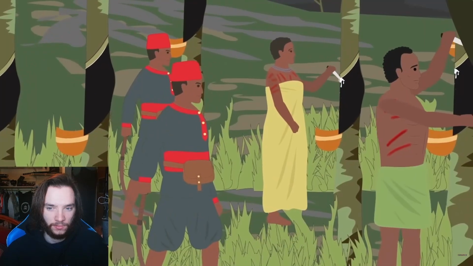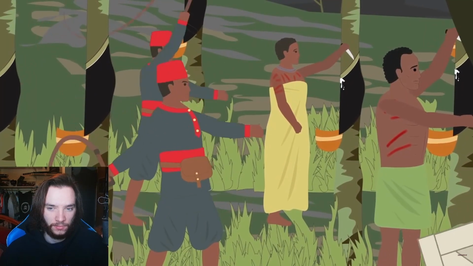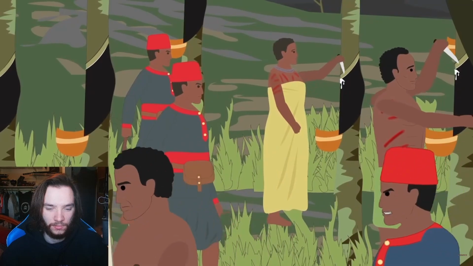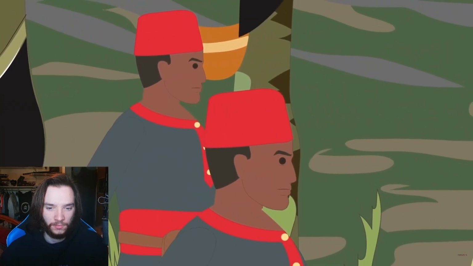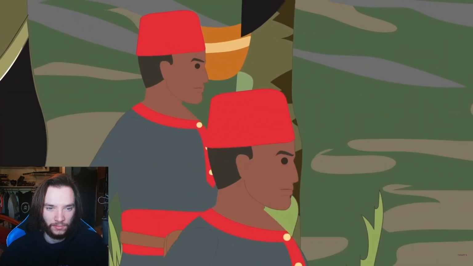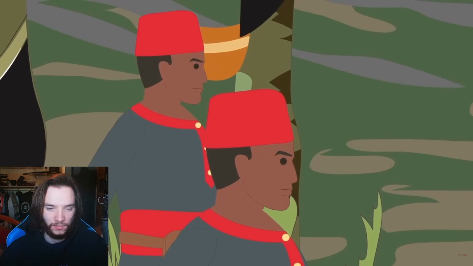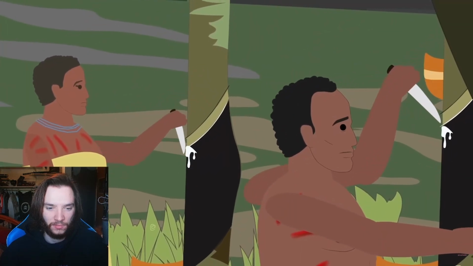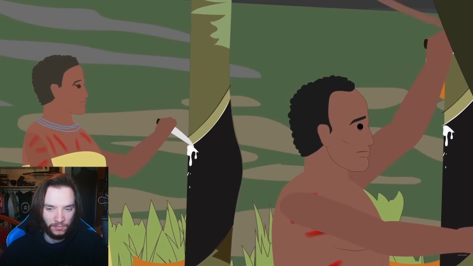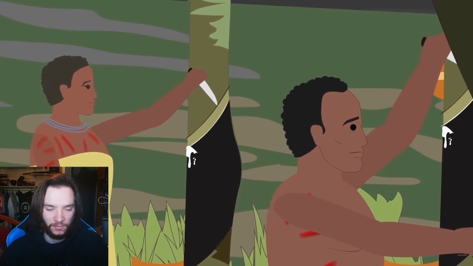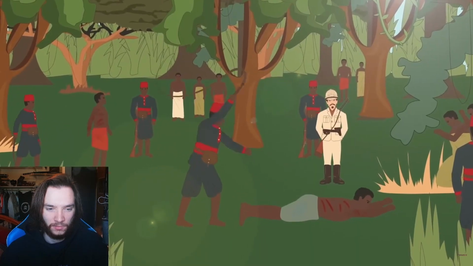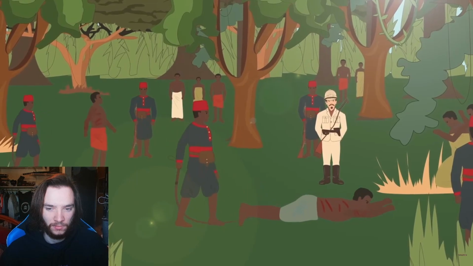So, the workers were to extract rubber with minimal expenses and under terrible conditions. The agents Leopold had sent to the Congo used forced labor and slave labor to ensure this happened, and the quotas were met. In 1885, Leopold formally united his agents and mercenaries under the title of the Force Publique. Their purpose was to maintain law and order in the Congo Free State.